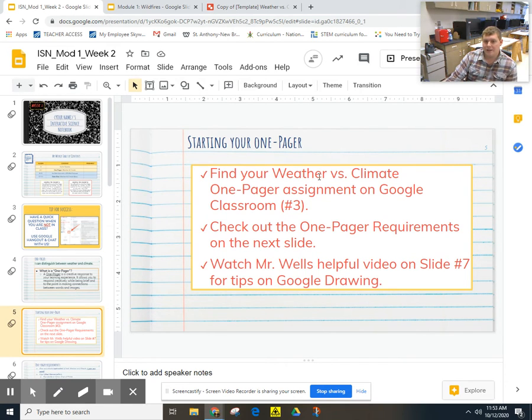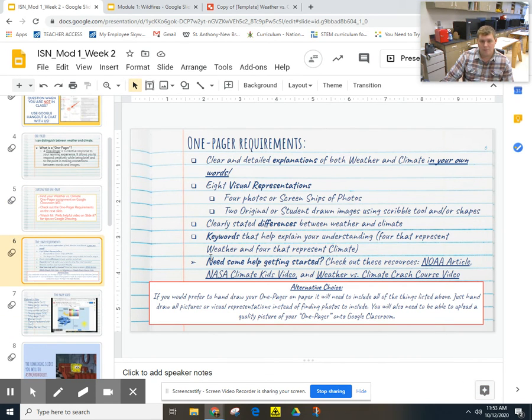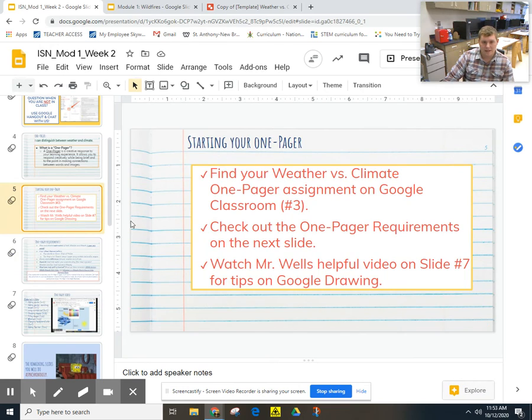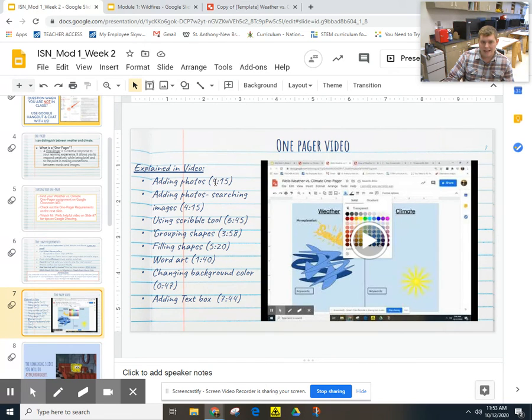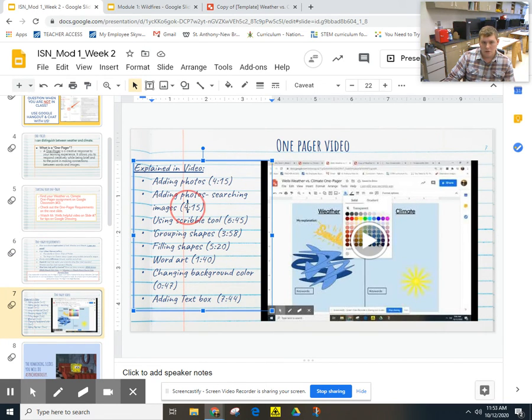Starting your one pager, find your weather versus climate one pager assignment in Google Classroom. It's number 3 for the week in Google Classroom. Check out the one pager requirements on the next slide right here. You're gonna have to hit all these requirements that we already talked about. Then you're gonna watch my video. I would recommend watching the video if you want to turn in a quality product. And in my video down here on slide 7, I actually put the minute marker or the time marker you can look at to watch how to do all these things.